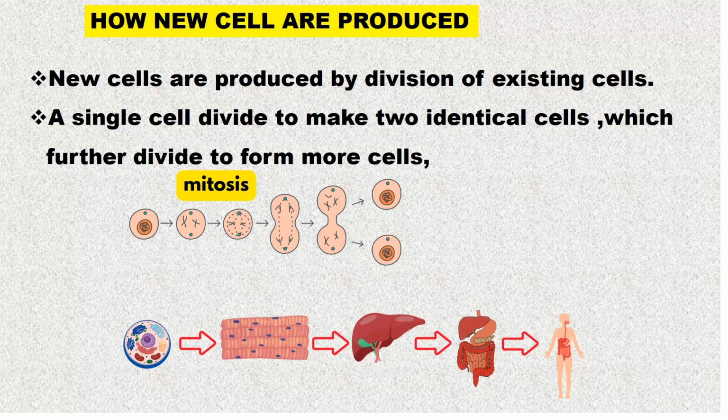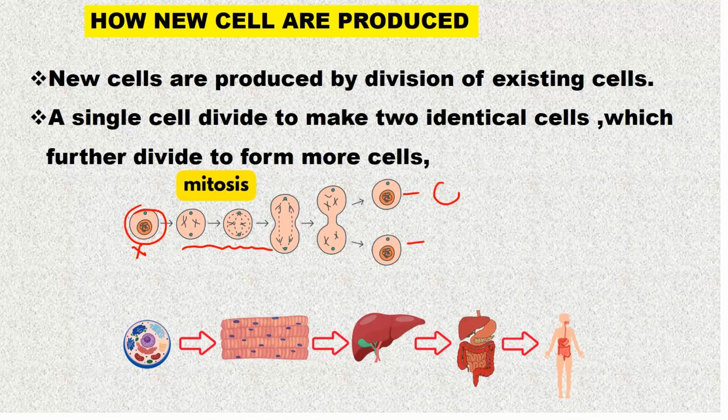So we are saying new cells are produced by division of existing cells. How are new cells produced? By the cell division of already existing cells. And this process is called mitosis, which produces identical cells. So a single cell divides to make two identical cells, which further divide to form more cells. As you can see here, in the process of mitosis, we have one cell here. It is preparing itself for division. Finally, it divides into two. These two cells are identical to the parent cell.